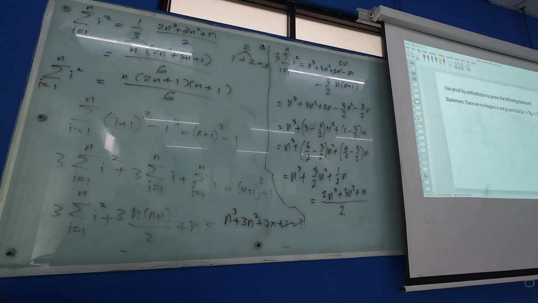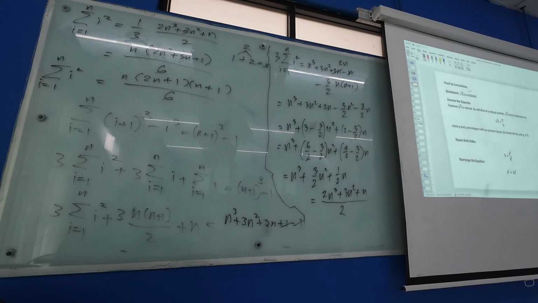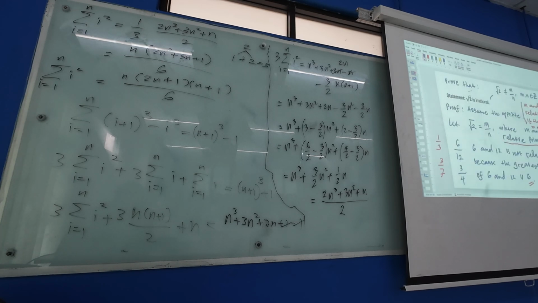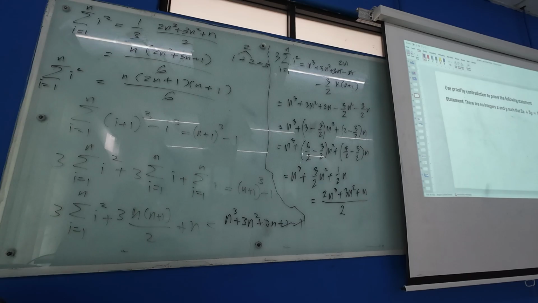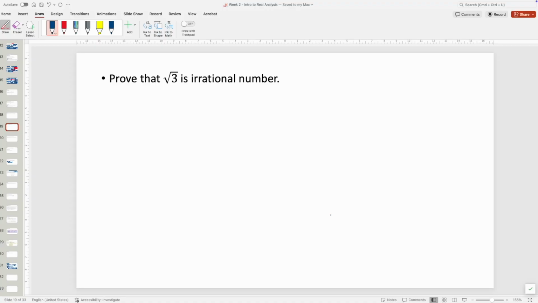Yeah, this is the assignment. Prove that square root 3 is irrational. What is another assignment? That's number 1, irrational. And then one more: proof by mathematical induction. But I think I will skip that. It's not hard. Okay, can we move to the next question?